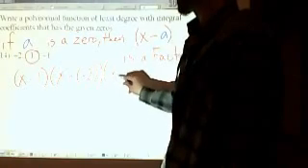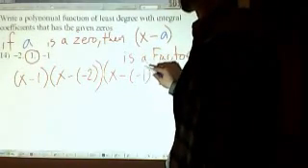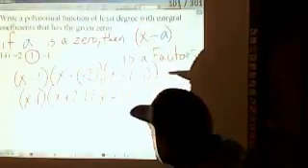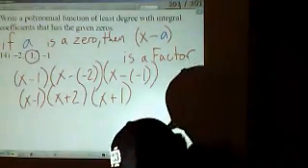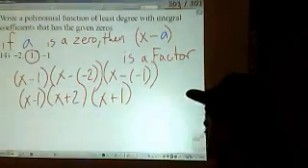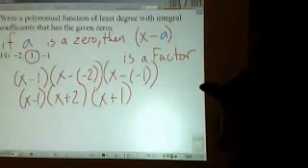So that means that x minus 1 is a factor. And if negative 2 is a 0, that means x minus negative 2 is a factor. And if negative 1 is a 0, that means x minus negative 1 is also a factor. So if we go ahead and simplify this, minus a negative means plus, and minus a negative means plus, right? All you have to do now is multiply this together, and you'll get the answer.